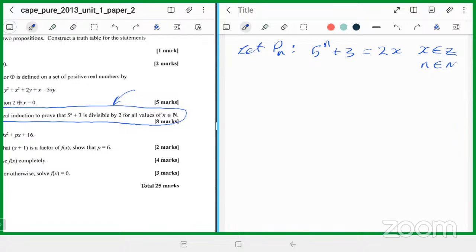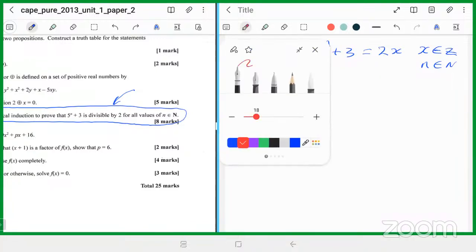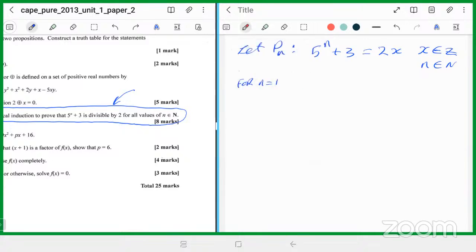So how the process works is that you prove that it is true for n equals 1. For n equals 1, that is your first step in the proof. Show that it is true for n equals 1. You basically substitute the 1 in there and show that it is equal to 2 times something. So you plug the 1 in there, you get 5 to the 1 plus 3. This works out to be 8. And 8 is the same as 2 times 4. So I've shown it to be true because 4 is an integer. So basically we can say P1 is true. It is true for n equals 1. So P1 is true.